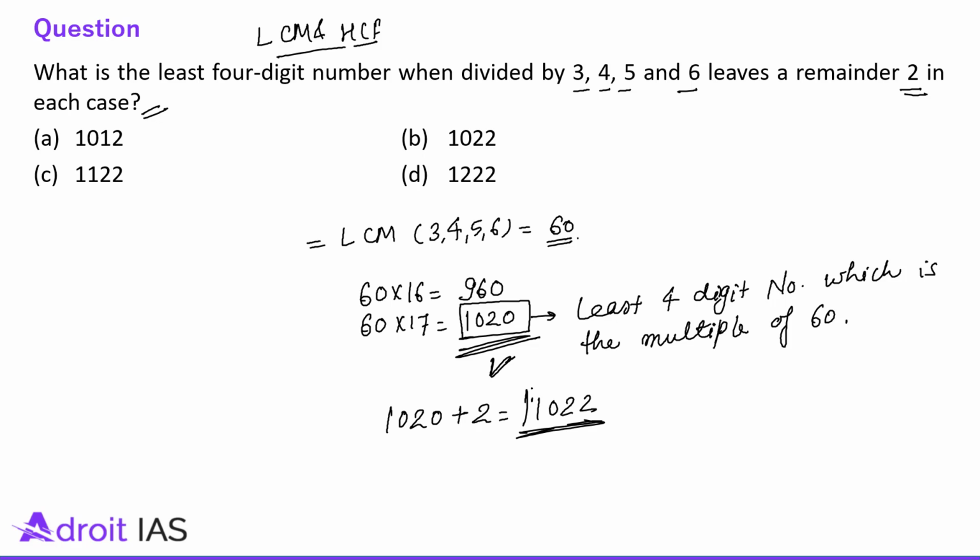So 1022 is the least 4-digit number which is giving you 2 as remainder when it is divided by 3, 4, 5, 6. Okay, the answer is 1022. B is the right answer.